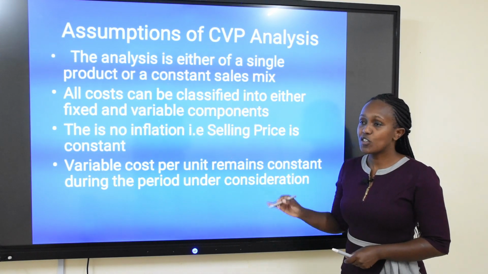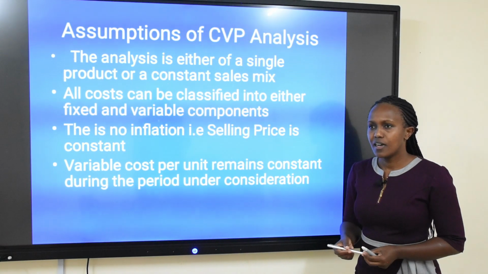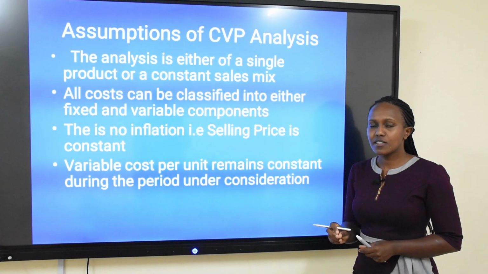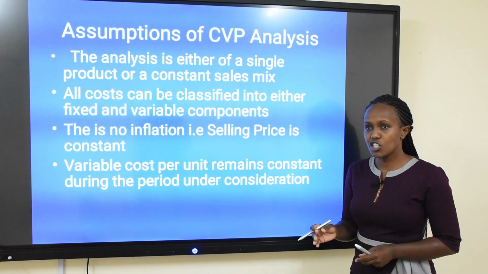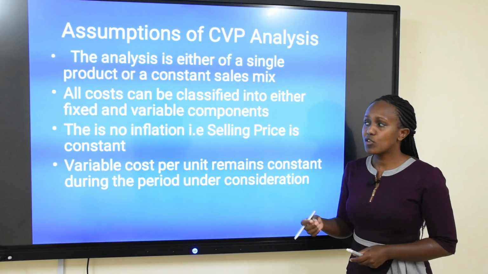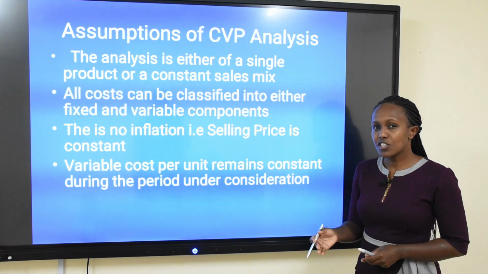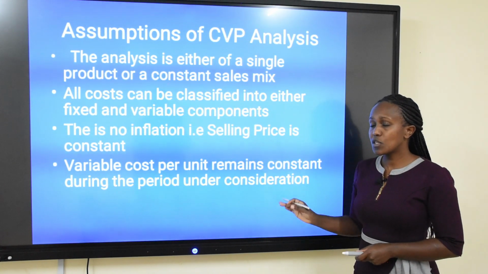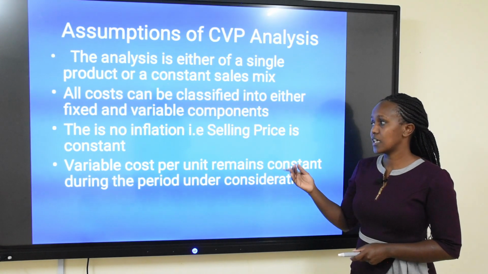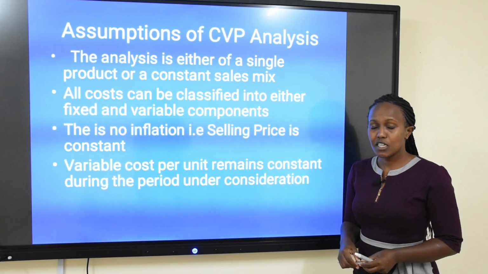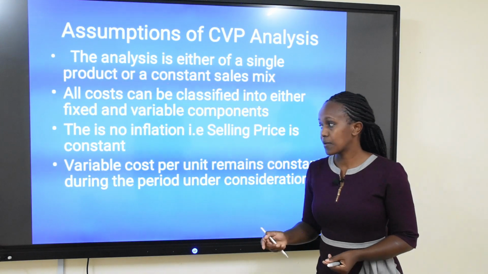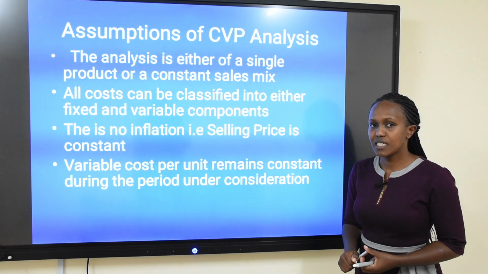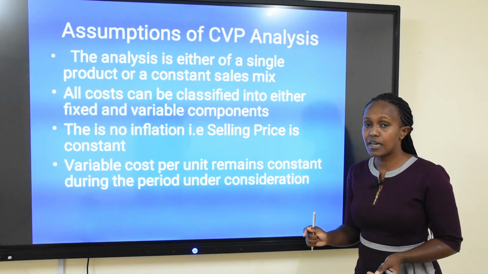The third assumption is that there's no inflation. Here, it would mean several things. Number one, it would mean that the selling price is constant, meaning there's no change in prices of commodities. That would also mean that factors of production have constant prices. So when you say there's no inflation, it is equally meaningful to say that selling price is constant or factors of production are constant in price. Another assumption is the variable cost per unit remains constant under the period under consideration.